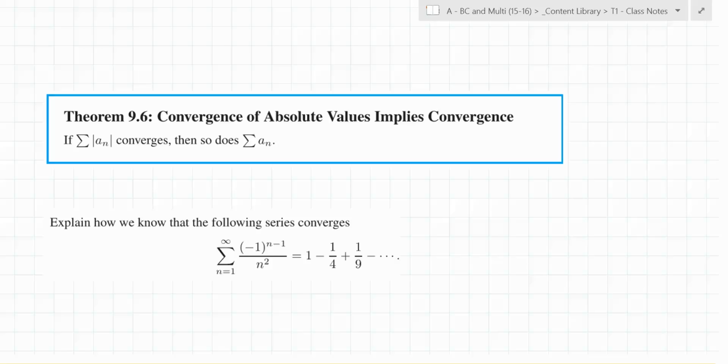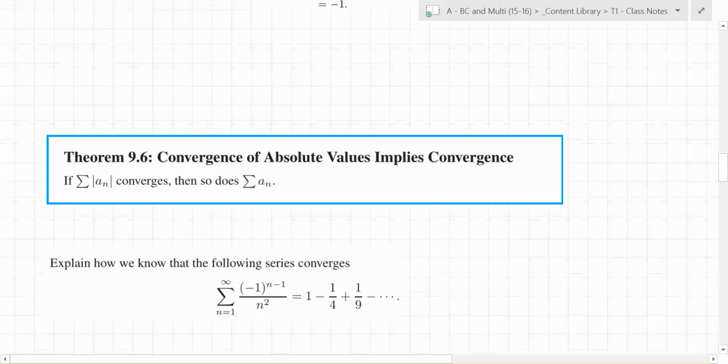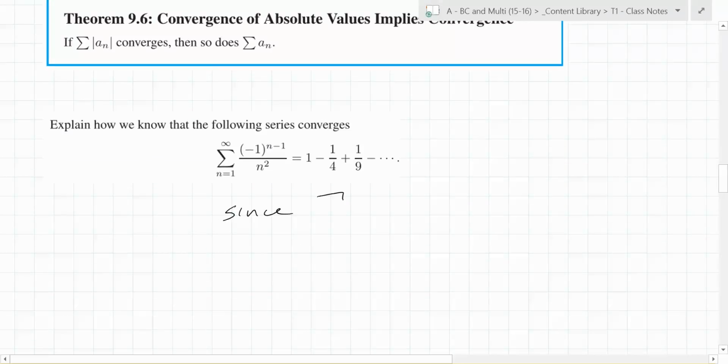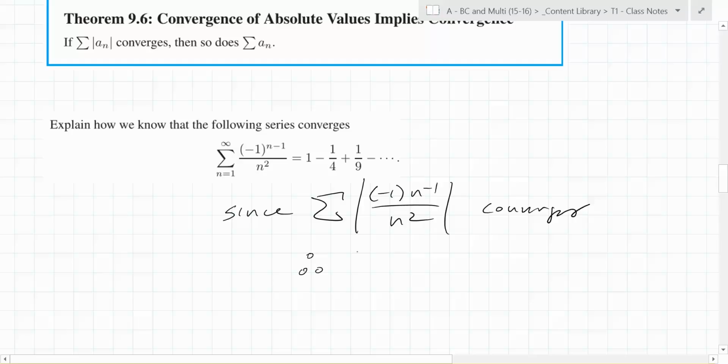Why? It's a P series with P greater than 1. Because the sum of the absolute value of all of these terms converges, because it's a P series with P greater than 1, therefore, this alternating series, what does it do? Converges. Excellent. So, since this converges, that's just the triangle inequality, right? Okay. Since that converges, therefore, the original converges. It's kind of cool.